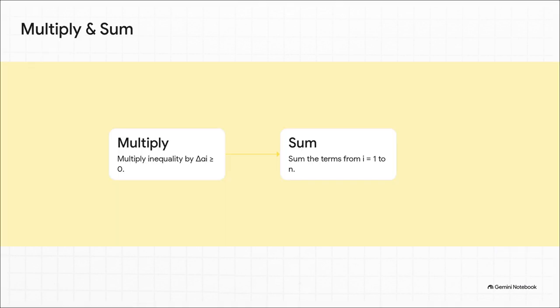Let's scale this up across the entire interval. Step 3 uses a very classic mathematical analysis trick. हम अपने inequality के हर एक term को delta alpha I से multiply करते हैं. And remember what we said earlier? Delta alpha I is always non-negative, 0 या उससे बड़ा, तो हमारी inequality का direction बिल्कुल change नहीं होगा. Then we just seamlessly sum it all up from I equals 1 to n.